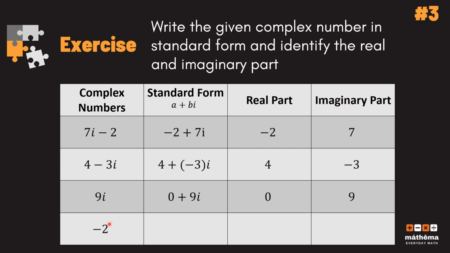And then, last one, we have negative 2. Standard form, we have negative 2 plus 0i. And then the real part will be negative 2. And then the imaginary part will be, of course, 0.